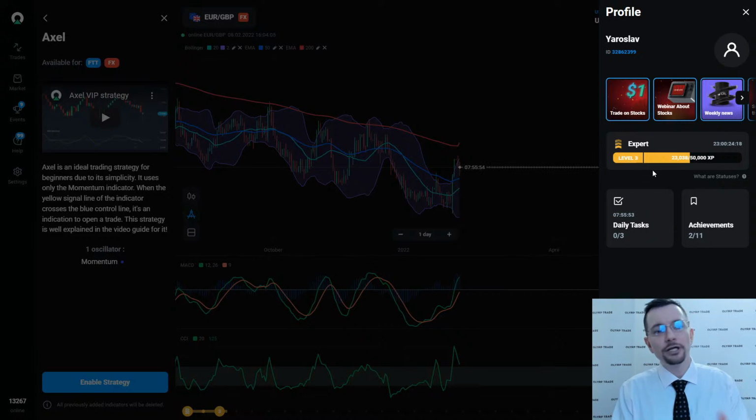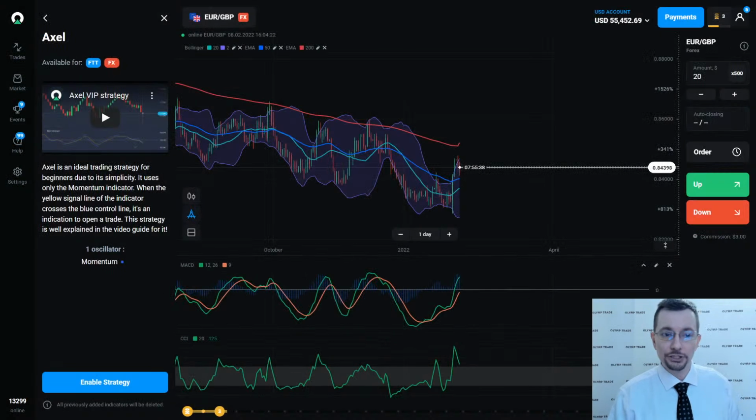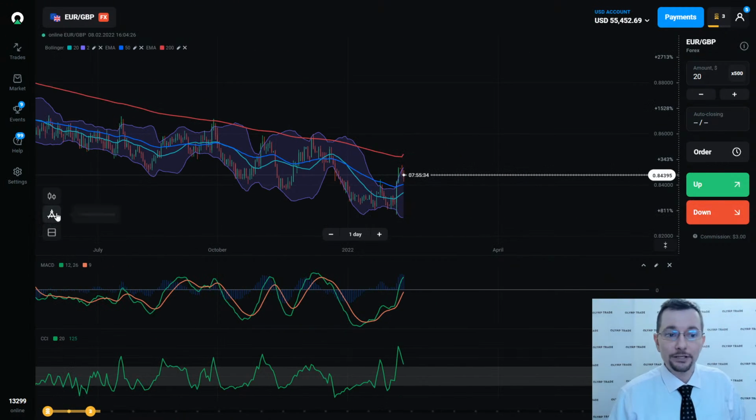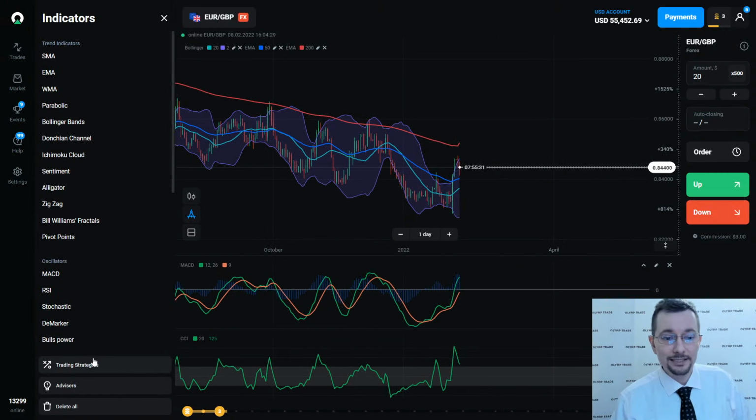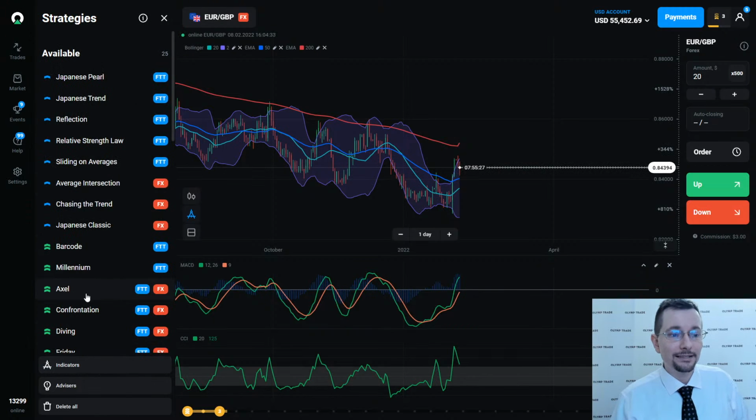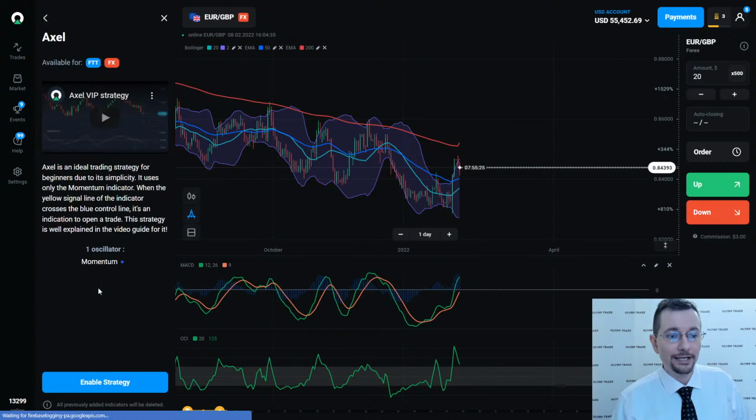And every trade that you close, whether it's profitable or not, will bring more and more experience and increase your status. It's kind of a loyalty program from the company, but it gives you a lot of benefits. I trade on expert level, but if you have advanced, then you can find the Axel VIP strategy in your strategy window. The strategy button is right here. If you click on your technical analysis and then click right here, trading strategies, you will be able to find the Axel strategy right here.